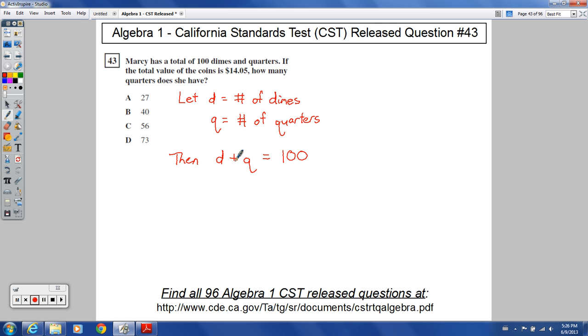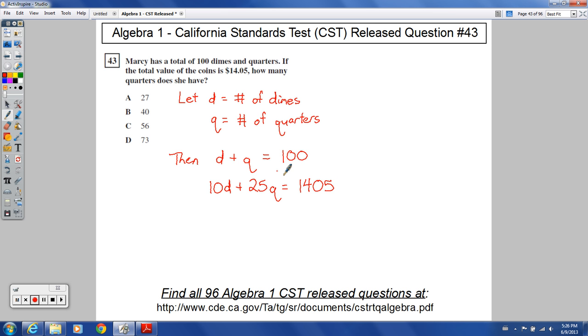And you also know that the number of dimes you have times 10 cents will give you the total amount that the number of dimes is worth. I'm going to use this without decimals. I'm just going to say 10D. So this is going to be in terms of cents now instead of dollars. 10 cents per dime plus how much per quarter? 25 cents per quarter should equal not 14.05, that's in terms of dollars. Notice I'm doing these in terms of cents. It should equal 1,405 cents.